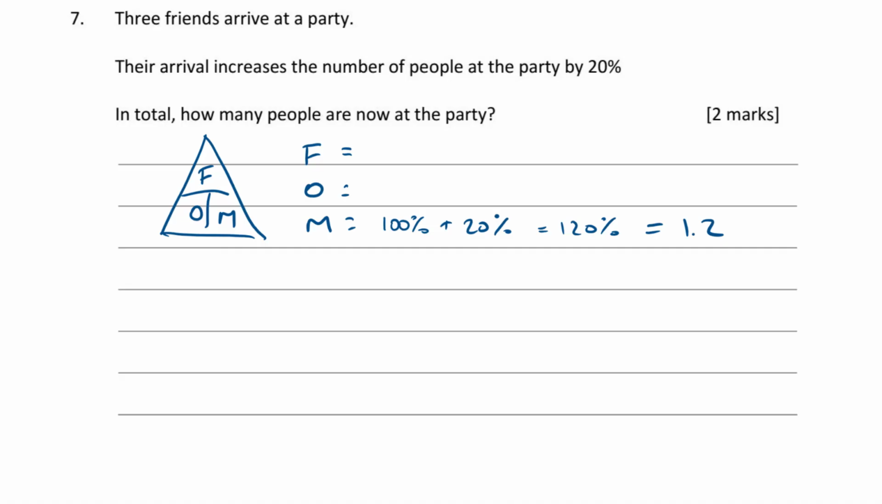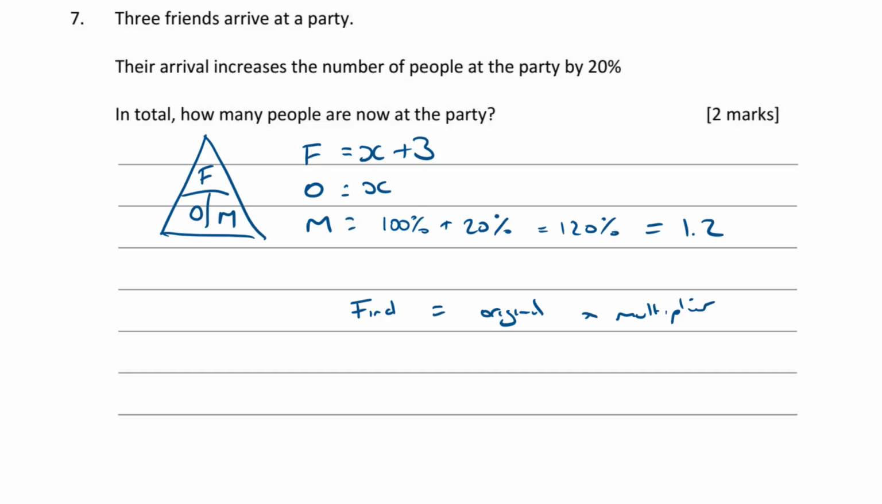Now, the original number of people at the party we don't know, actually. Let's call that X. And then the final number of people at the party is going to be our original people at the party plus the 3 that arrived. So I'm going to get X and X plus 3 people at the party afterwards. So in total, how many people are there now at the party? I can use that to form an equation in X because I can say that my final is equal to my original times my multiplier.